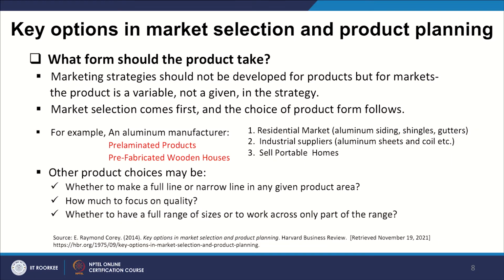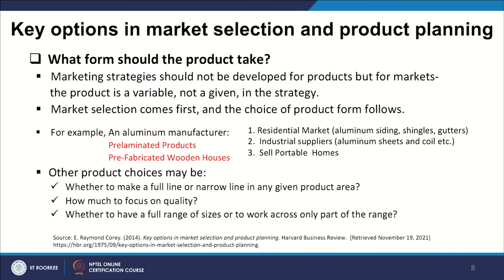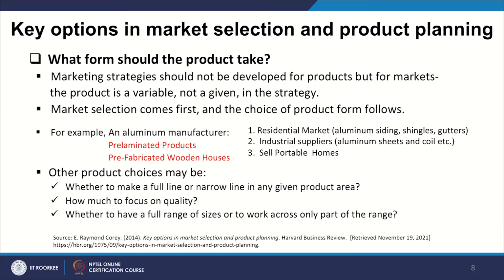Then other product choices may be whether to make a full line or a narrow line in any given product area. For example, Sara Abode should do what? They should go for villas, they should go for small houses, they should go for resorts. How much to focus on quality? What should be the extent? It should be so durable that it should not move for 200 years. Do we require that in a house? We can think of that. Whether to have a full range of sizes or to work across only part of the range and so on.